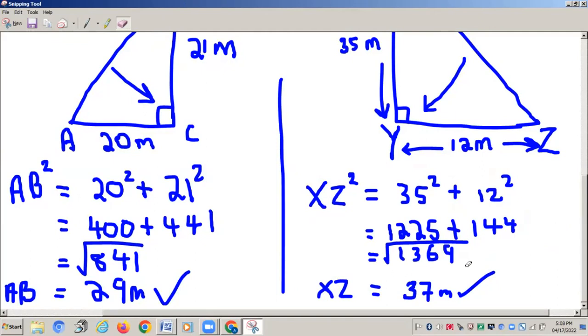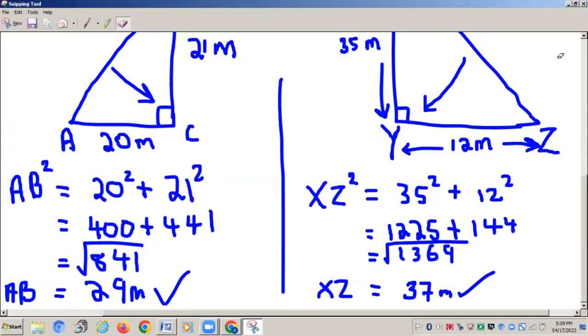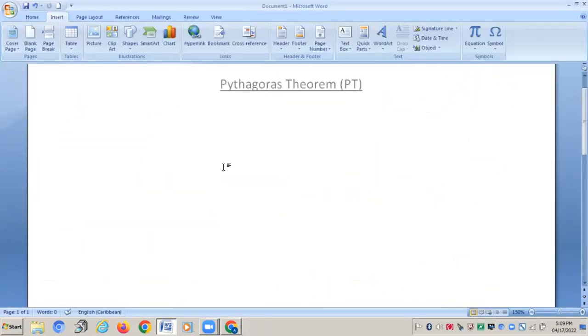Do me a favor, press 1369 and press square root until you get 37. Yes, sir. Very good. All right, so we can probably move on now. We're going to look at two questions where we want to find a short side, and let me show you how it takes a little bit more effort when the side is short.